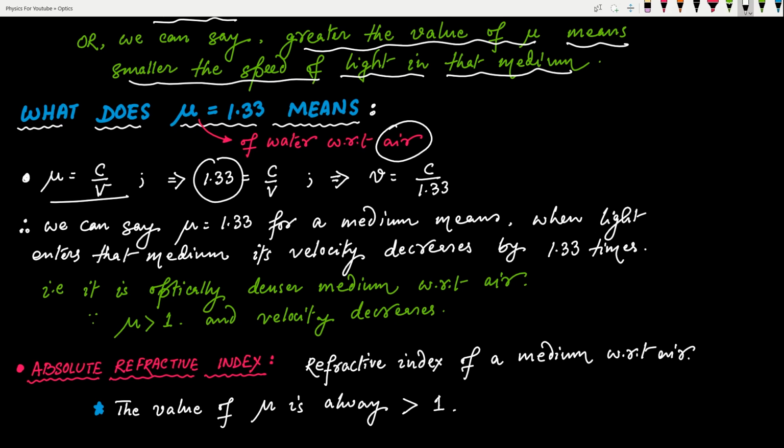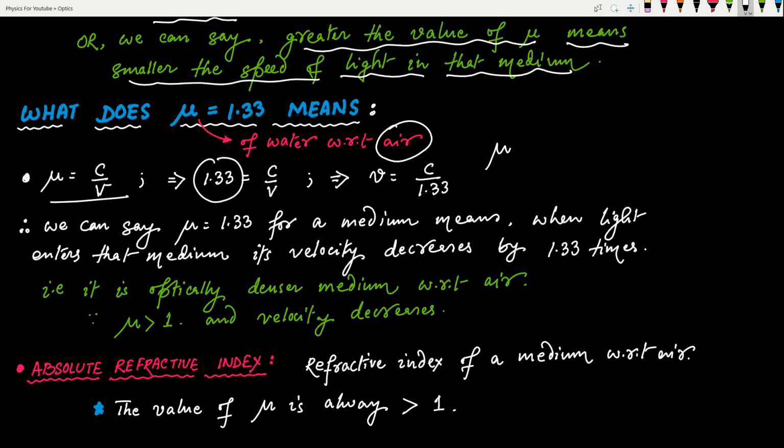So what does mu actually tell us? The first thing that we have understood is that mu gives us the information about whether the medium is optically denser or not. The greater the value of mu, the greater is the optical density of that medium. So this is the first information that we get from mu.